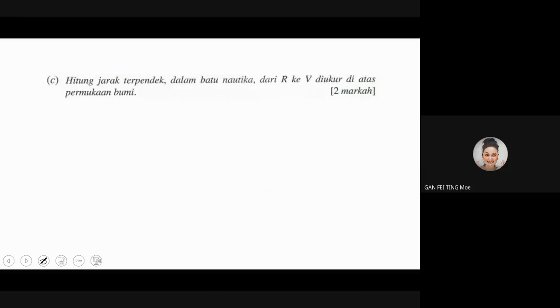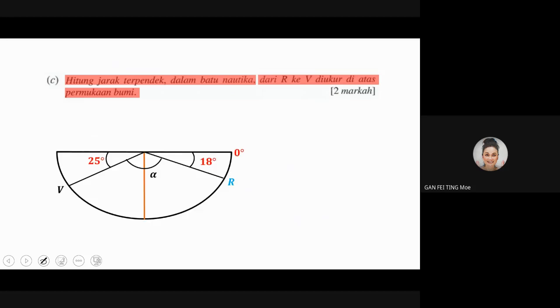Okay, then next. Now, the question says, hitung jarak terpendek. They want the shortest distance. They ask you to calculate the shortest distance in nautical mile from R to V, diukur di atas permukaan bumi. They measure on the surface of the earth, and they want the shortest. And remember, for this topic, the shortest distance is on the great circle. Other than that, latitude is still longer. So what do we do?